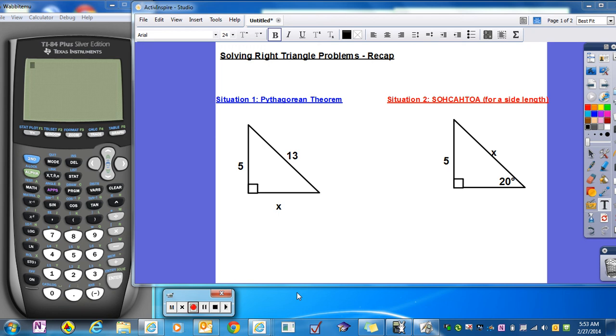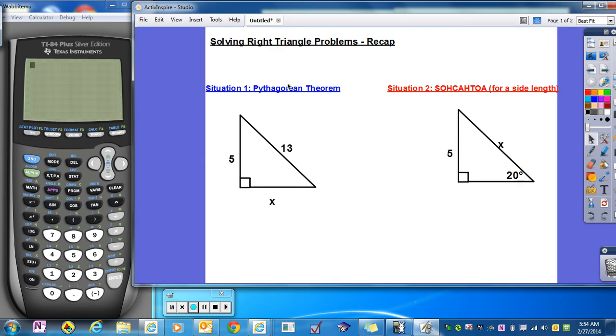Alright, so before we get started on something new, let's just recap what we've already done so far. For right now, we're talking about right triangles. The first thing is that we've got three different types of situations. The first two we've already looked at. The first situation, you would have to use Pythagorean theorem.